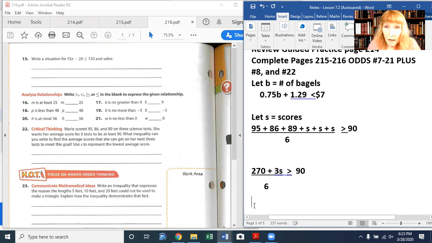So I'd like you to do the odds. I did the 2 even ones. I wanted you to do number 8 and number 22. Just go back and take a look at them. And if you have any questions in the meantime, I'm there for you.